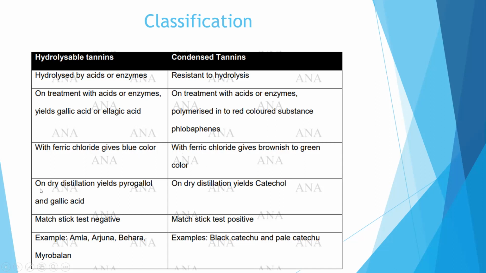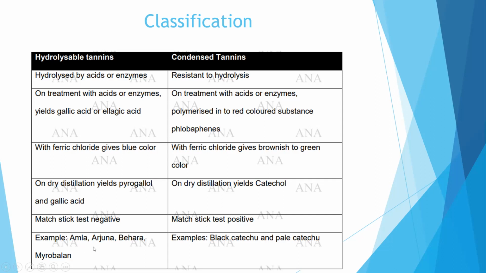Hydrolyzable tannin, on dry distillation, yields pyrogallol or gallic acid. Condensed tannin, on dry distillation, yields catechols. Remember this: pyrogallol and gallic acid in hydrolyzable tannin and catechol in condensed tannin. This is also important: the matchstick test is negative in hydrolyzable tannin and positive in condensed tannin.